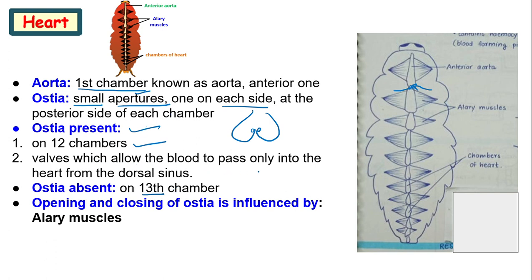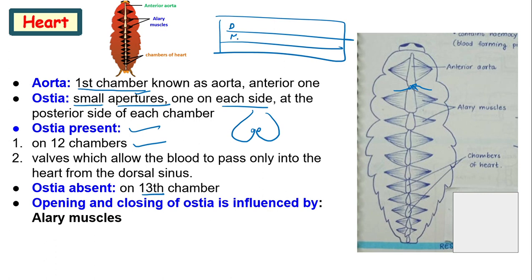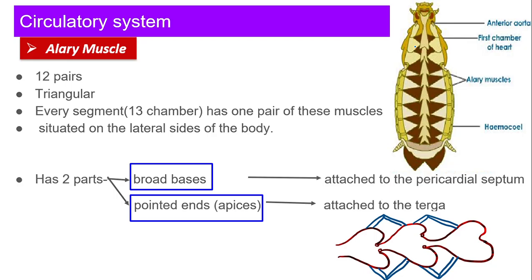It is a wall which allows the blood to pass only into the heart from the dorsal sinus. What did I tell you? We have 3 sinuses, right? Dorsal sinus, middle sinus and the ventral sinus. I told you from the ventral sinus hemolymph will enter into the middle and then the dorsal. So here these are the chambers. The hemolymph present here, through ostia it is going to enter into the blood chamber, right? Now, opening and closing of ostia is controlled by what? It is controlled by the alary muscle. So this opening and closing is controlled by the alary muscle.